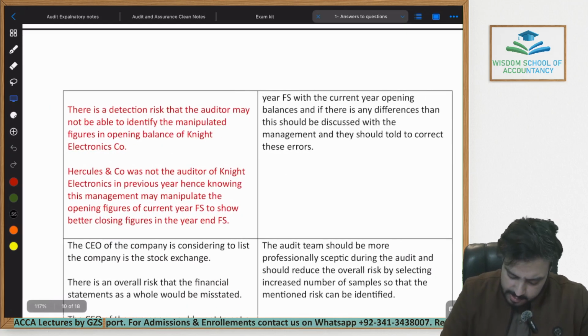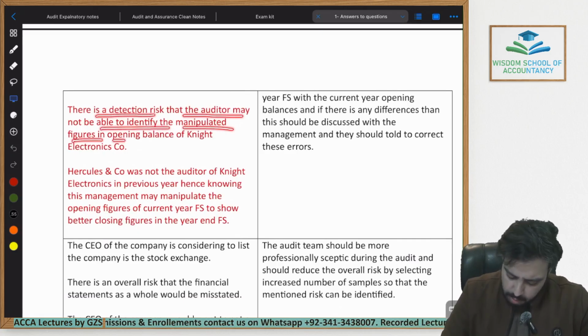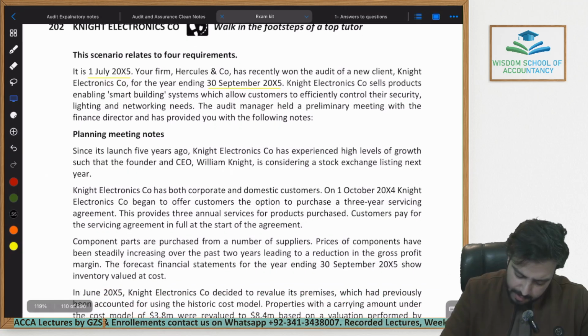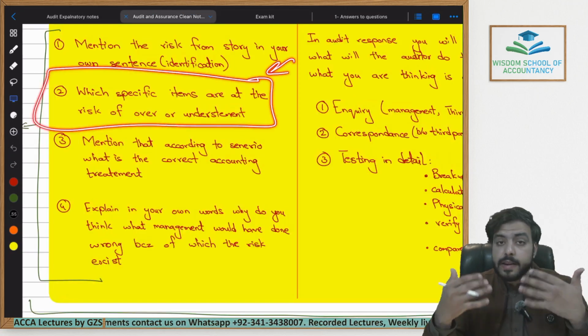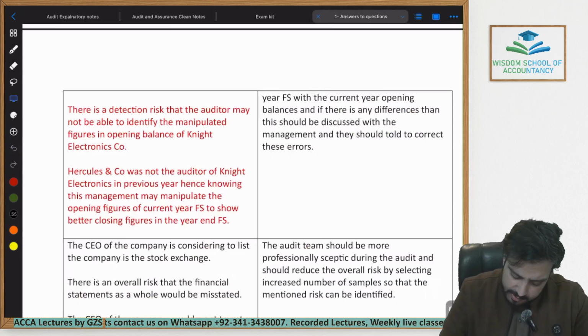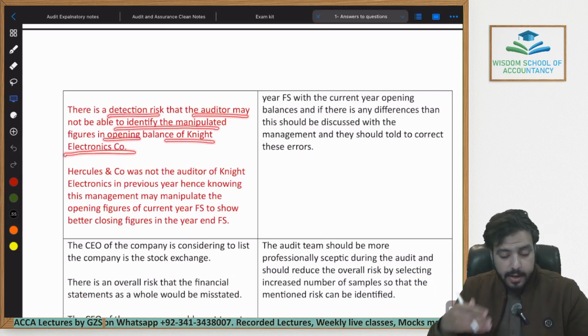So the second risk is, in this case, there is a detection risk that the auditor may not be able to identify the manipulated figures in the opening balances of Knight Electronics Corporation. So this is basically the paragraph number 2 that we have to write. What is the risk in this case? The risk is that there is a detection risk that the auditor may not be able to identify manipulated figures in the opening balances of Knight Electronics Corporation.